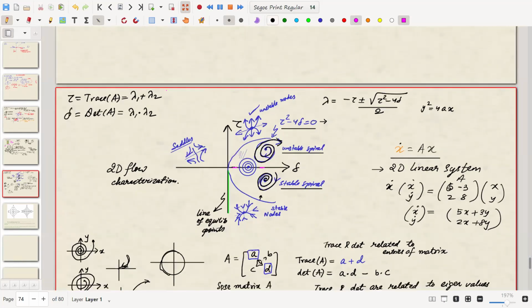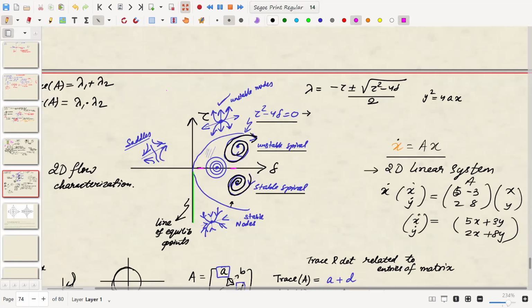Moreover, you can observe that above this tau square minus 4 delta equal to 0 curve, you have something like unstable nodes. How can you remember this concept? If you can just remember this chart, if I give a matrix to you, then you can properly predict the dynamical behavior of the system. Remember that whatever is lying on the first quadrant is unstable. Just above the tau square minus 4 delta equal to 0 curve, you have unstable nodes.